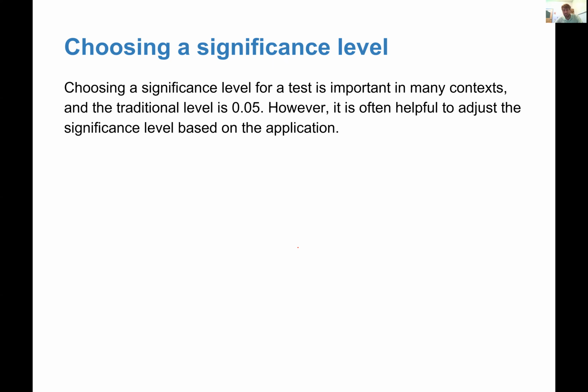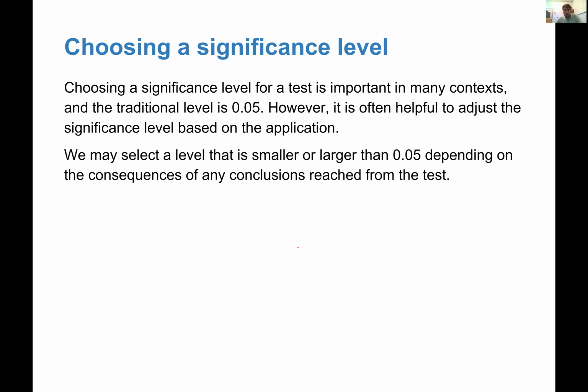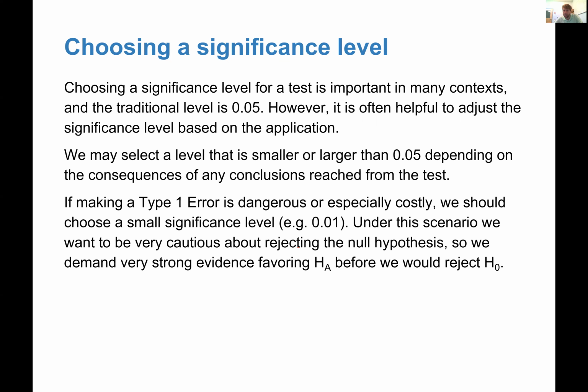All right, what about choosing a significance level? You don't have to use 0.05. It depends on your application. So you want to choose a level that's smaller or larger depending on the consequences. If a type 1 error is dangerous or costly, you choose a small alpha, like 0.01. Say you want to be 99% confident. In that case, we're choosing a smaller alpha, which means we're less likely to think something's going on if nothing's going on.